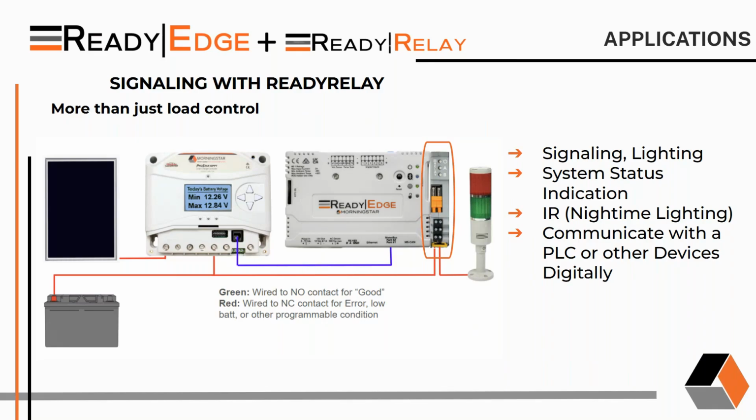Another couple of quick ideas for the Ready Relay is IR lighting for the security systems. Turn on that IR light instead of running it all day, so you can save some battery power, or use an external IR light outside of the camera for more power and better lighting for that nighttime lighting.